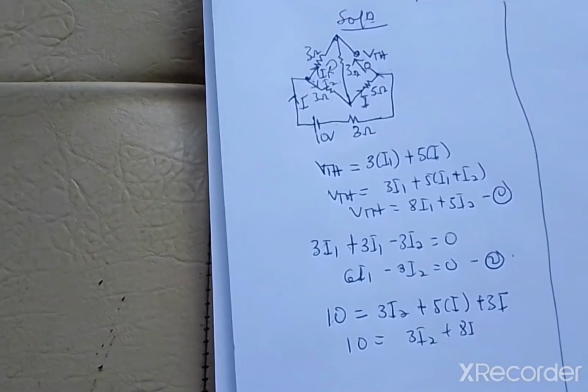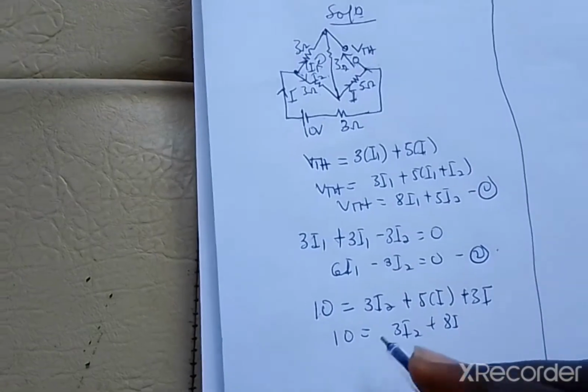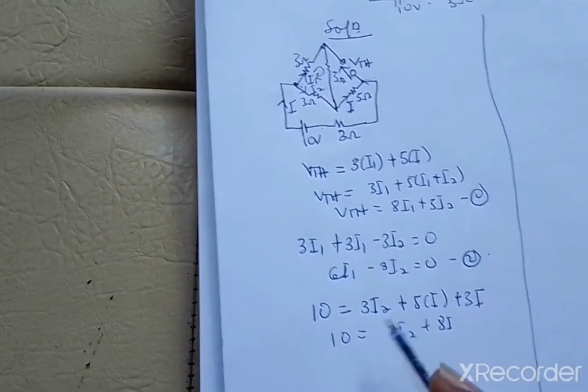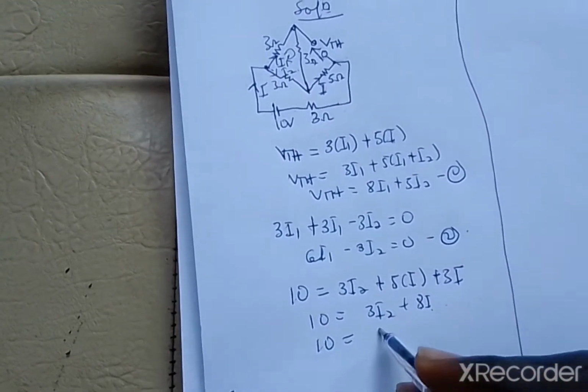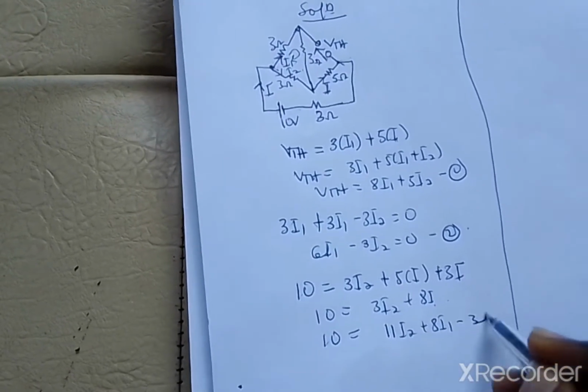But you know that I is the same as I1 plus I2 from KCL. That is Kirchhoff's current law. At this junction, I splits into I1 and I2. So we are going to get 10 to be equal to 8I plus 8I2. So here will be 11I2 plus 8I1. That gives me equation 3.